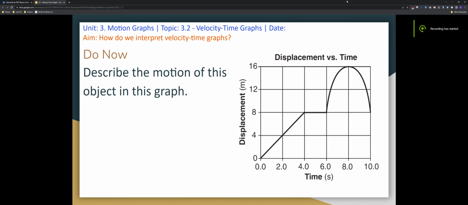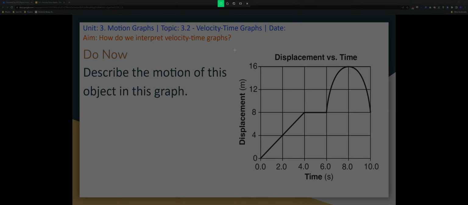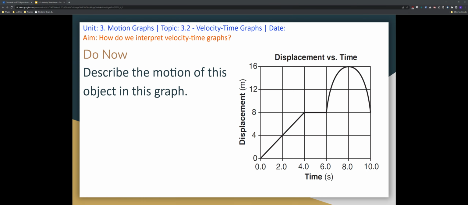All right, so this is going to be the lesson for 3.2, velocity time graphs. Now the do now question says describe the motion of this object in this graph. And now if you think about it, you'll realize that this is one of the homework questions for 3.1. Right, so let's take a look at this graph right here.